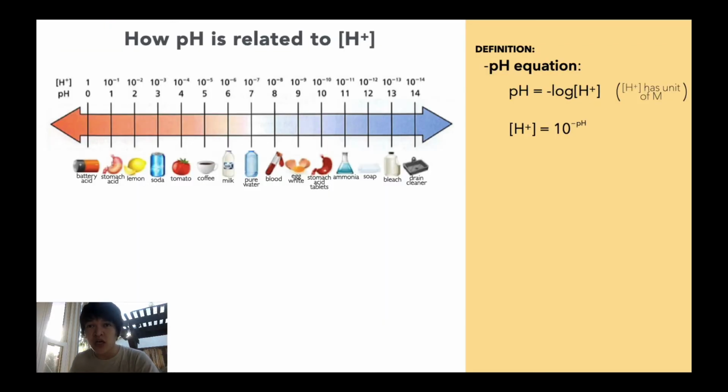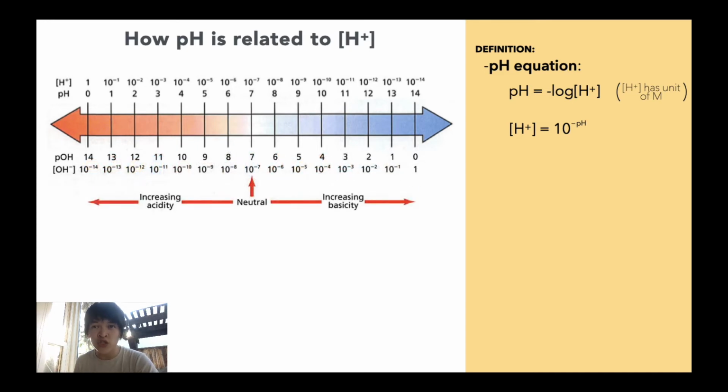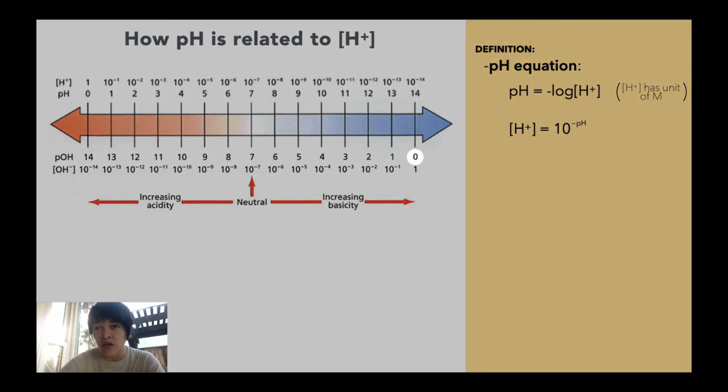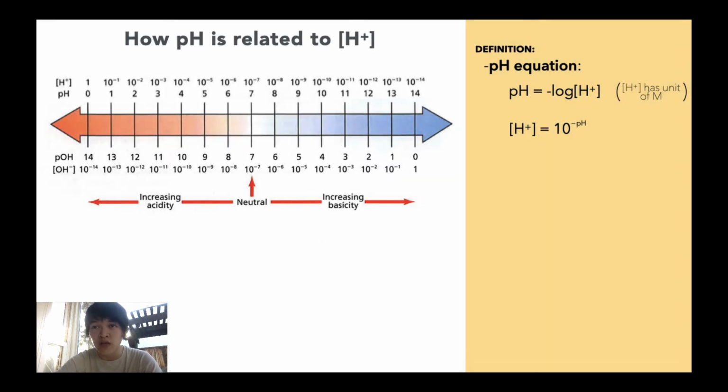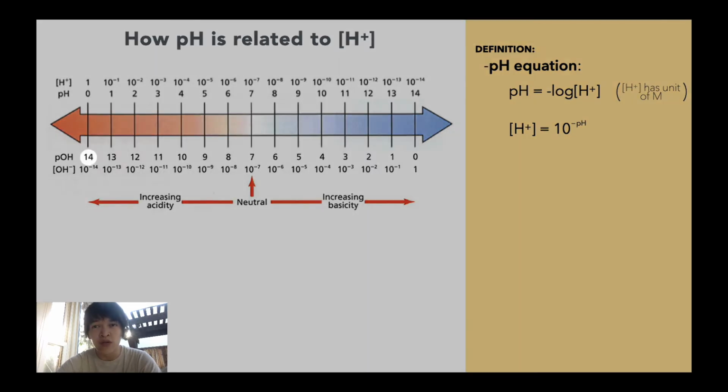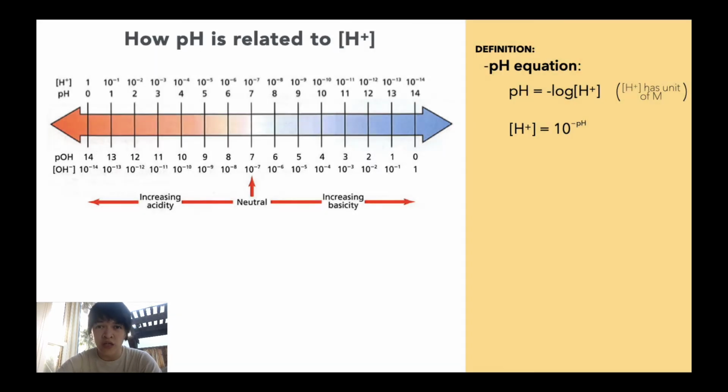Remember this pH chart? So I actually hid the other half of it. This is also a pOH chart at the same time. pOH measures the amount of hydroxide ions in a solution. It's basically the reverse numbering of the pH scale. The lower the pOH value, the more basic it is. The higher the pOH value, the more acidic it is. Take a look at the chart to see this relationship.